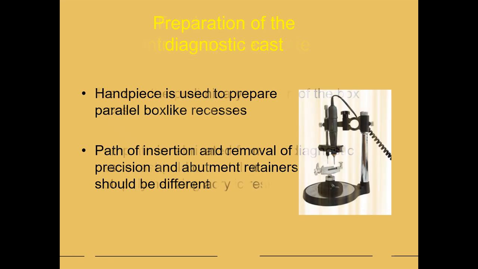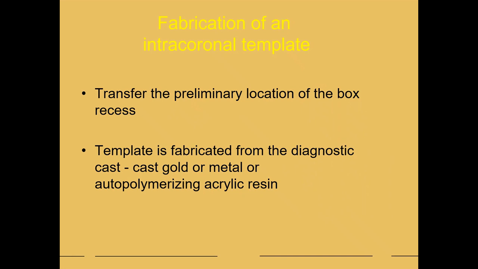We have to fabricate an intracoronal template in order to transfer the location of the box recess to the abutment teeth. For this, the templates can be made of cast gold or metal or auto-polymerizing acrylic resin. The prepared abutment tooth is lubricated, and either wax or resin is adapted in order to make the coping, and the wax is cast. Once the template is finished, it is transferred to the mouth and placed over the teeth as a guide in preparation, and thus it reproduces all the details of the box recess that we developed on the diagnostic cast.